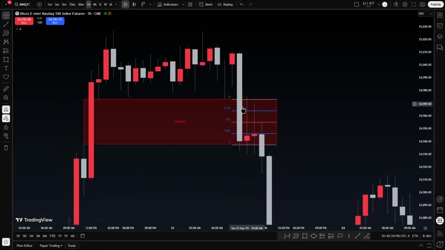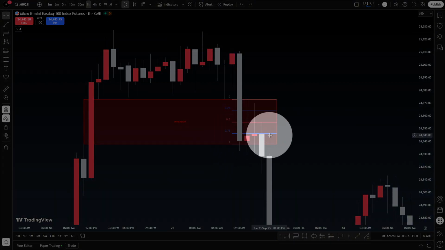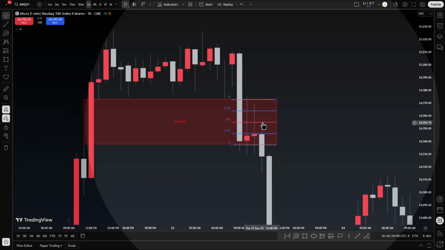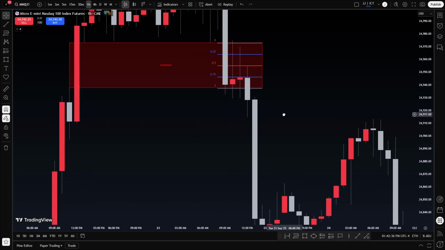But what's happening here on the 1 hour is, look at how the bodies are respecting this lower quadrant and the consequent encroachment. See that? Look at this wick here. It stops at the consequent encroachment. Guess what happens next? Drops. Whoa.